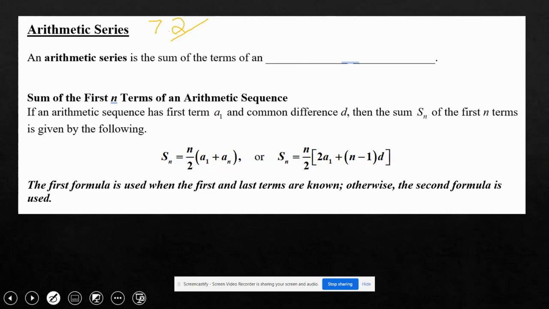Welcome back, everyone. We are continuing our section 7.2 on arithmetic sequences and series. Today we're talking about arithmetic series. An arithmetic series is another name for the sum of the terms in an arithmetic sequence.